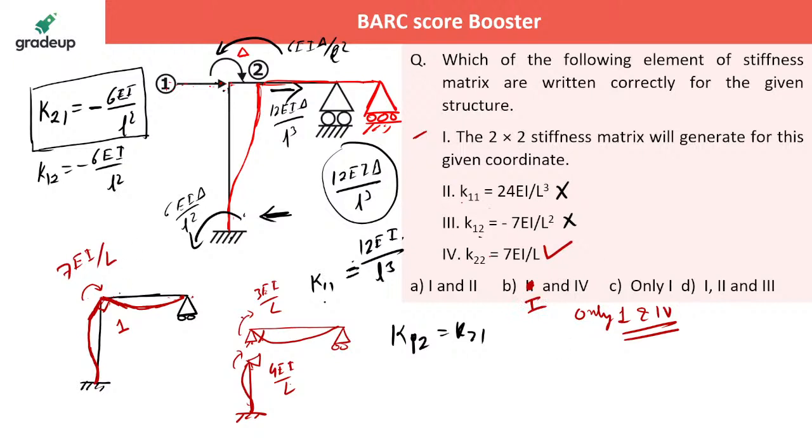Any doubt here? Did you get that? This is your simply supported end, so here you need to apply the effort 3 EI by L. That is the moment you need to apply here, and here you need to apply 4 EI by L. So the total effort needed here is 7 EI by L for unit rotation. Is it clear?